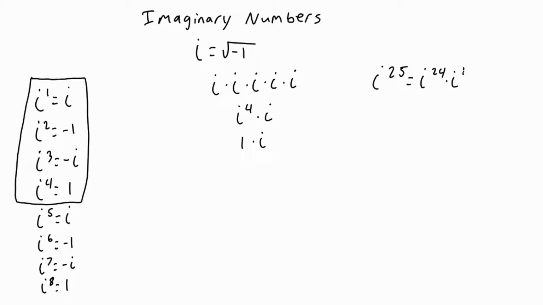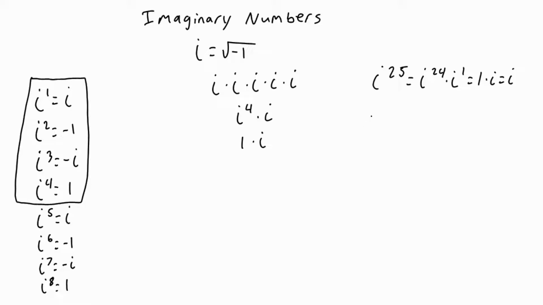Right? When you multiply numbers or variables, you add the exponents. So 24 plus 1 is 25. So this is just 1 times i, or just i. So i to the 25th is i.